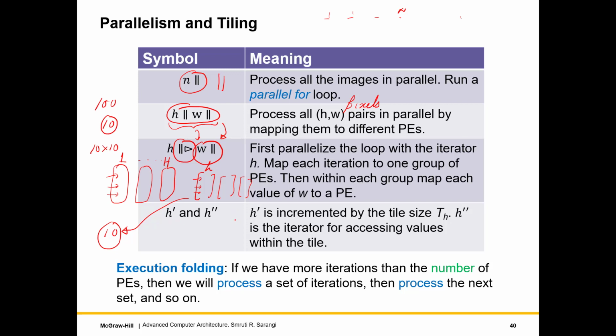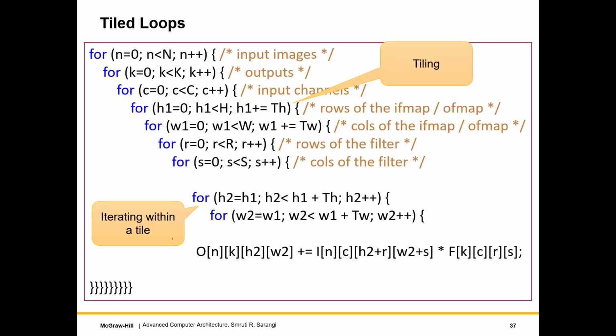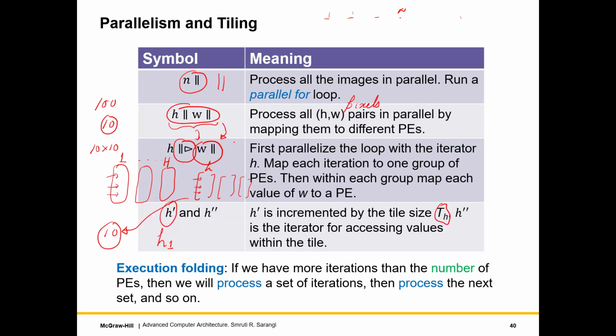H dash and H dash dash: this means that H dash is incremented by the tile size th, and H dash dash is the iterator for accessing values within a tile. If you remember the tile loops, we had the iterators H1 and H2. This is nothing but the same. Instead of H1 and H2, we have H dash and H dash dash.